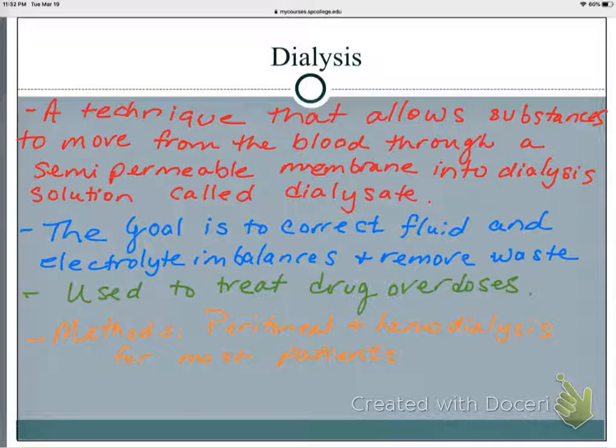So the goal of dialysis overall is to correct fluid and electrolyte imbalances and to remove waste. We can treat drug overdoses with dialysis. Again, we're talking about the methods: peritoneal and hemodialysis. Those are the most popular that people select, but we are also going to talk about CRRT, which is not something that a patient would choose, but is done more in an emergency.